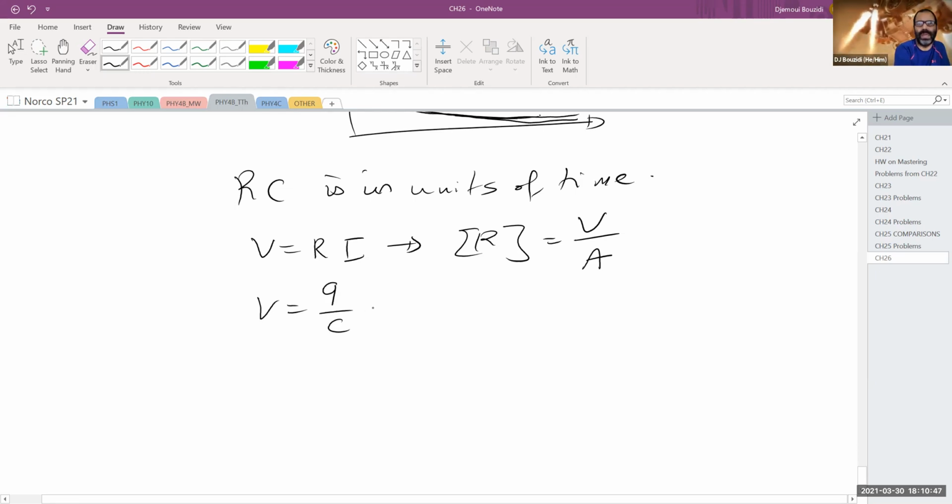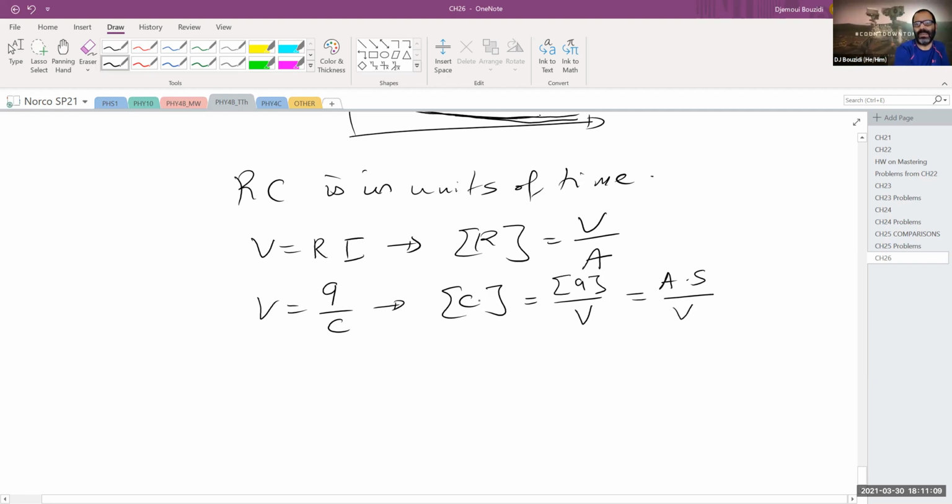capacitance is Q over C. That means the units for C from this expression are the same units as the units of a charge divided by the units for the voltage, which is V. So in this expression, Q is an ampere times second. That is what the coulomb is. This is a coulomb, which is an ampere times second divided by voltage.